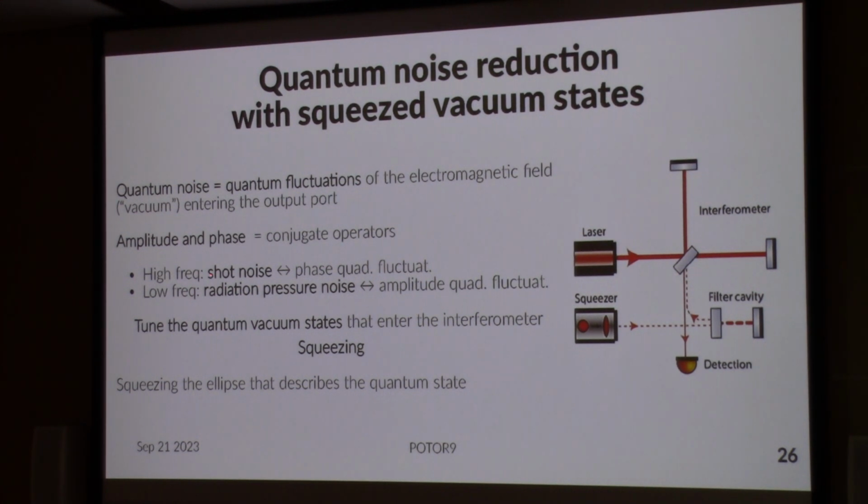How can this help? At high frequency, there is the shot noise. The shot noise is the overall dominating noise, which is part of the quantum noise, and it is related to the phase quadrature. So we have an interest in reducing the uncertainty of the phase quadrature at the expense of an increased uncertainty on the amplitude axis. This is what we do by squeezing.